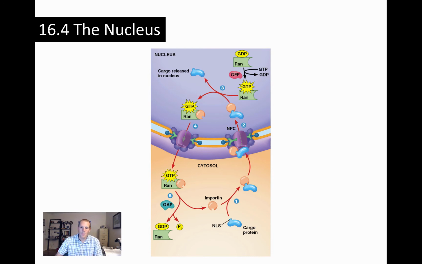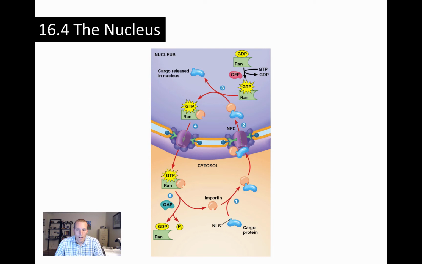RNA molecules are exported by adapter proteins that bind to the RNA, and those proteins contain nuclear export signals, and they target the proteins and the bound RNAs for export. So you think about the number of RNAs that are made in the nucleus. tRNA is being transcribed in there, ribosomal RNA is being transcribed in there, messenger RNA is being transcribed in there. They all have to be exported for the purposes of translation.